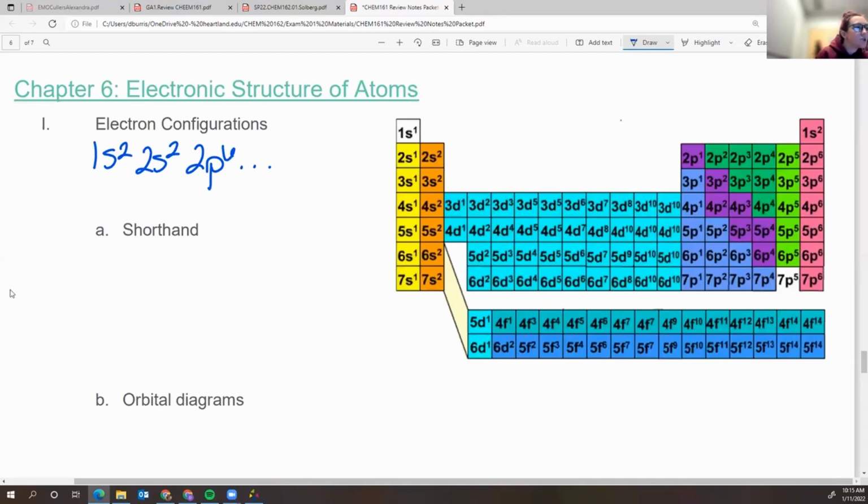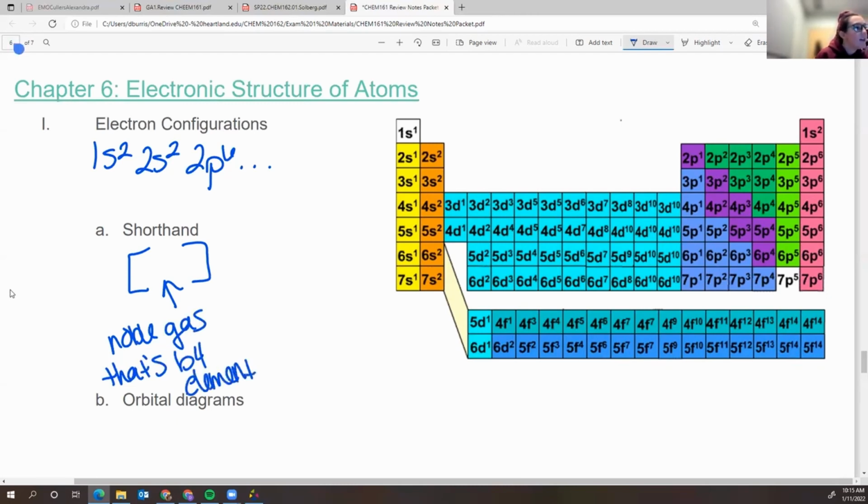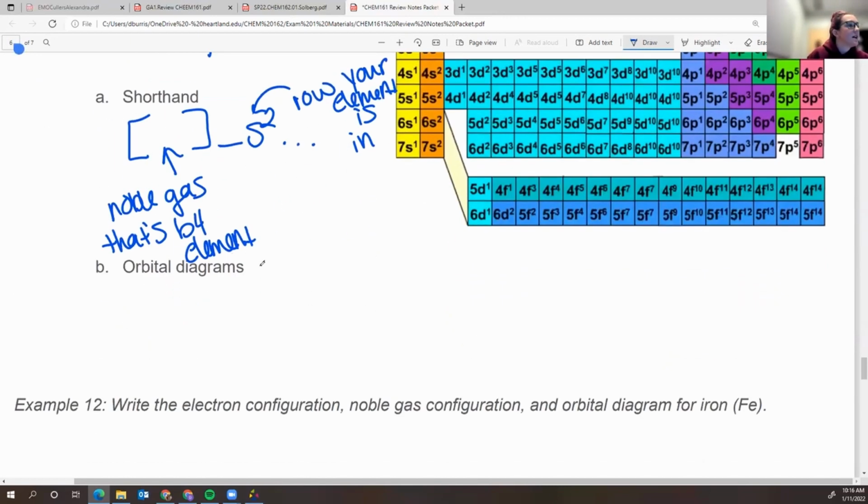Shorthand can really come in handy. The shorthand is when you put the noble gas that's before your element in brackets. And then it's something S2 and whatever else you need. To know which one to start at, it's the row that your element is in, or period. And I'll do a practice one here in a minute, okay? That's essentially how to do the shorthand.